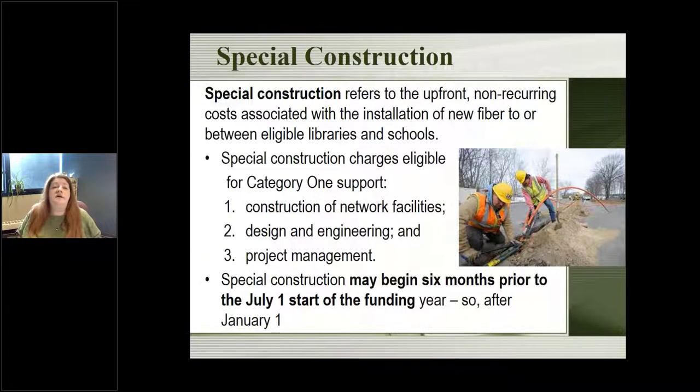Also part of category one is special construction. This is specifically for just running new fiber, so only if you're looking at a fiber connection. For example, there may be a fiber line that comes to somewhere in your community, but it's a few blocks away from the library building, or fiber is in the next town, but you need to bring it to your community. Special construction is a one-time cost for getting that installed, having those lines run to your building, and you can receive a discount on all those construction costs under category one.